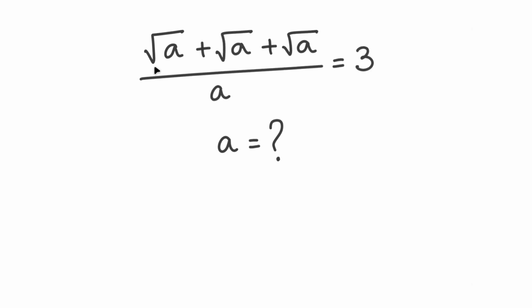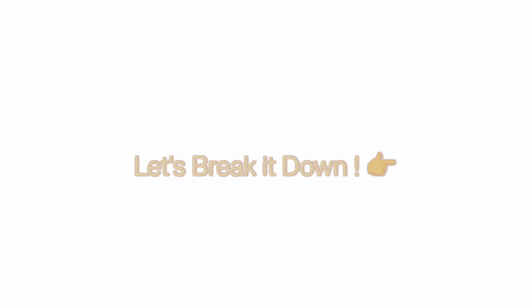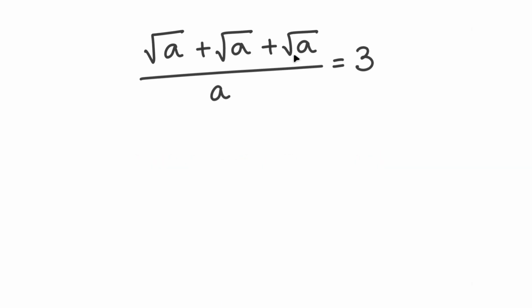We are given a problem: (root a plus root a plus root a) divided by a equals 3. We need to find out the value of a. This root a plus root a plus root a, we can write as 3 times root a divided by a equals 3. Now we can take this a to the right side.